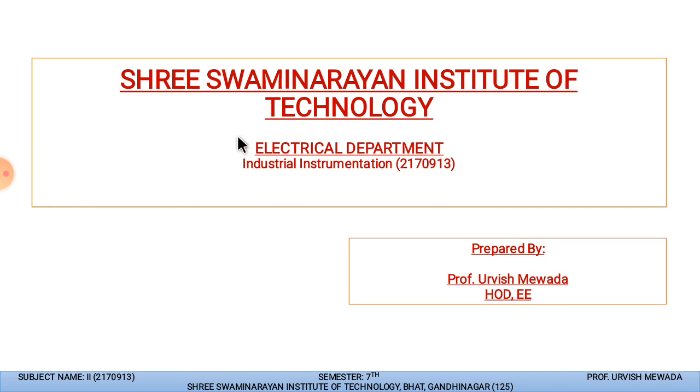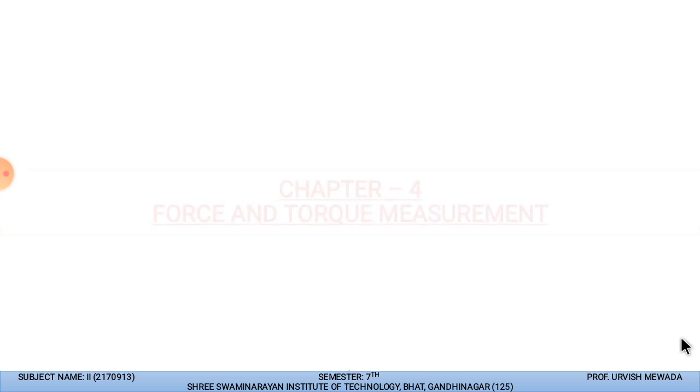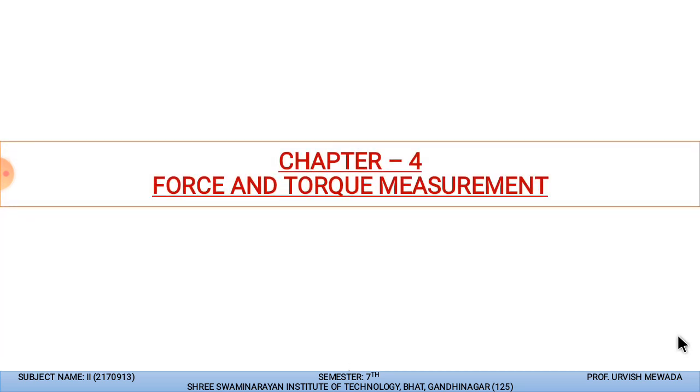I am the subject matter expert of the Industrial Instrumentation subject, which is in the 7th semester Electrical Engineering, a GTU subject. The code for this subject is 2170913. Students, we are discussing Chapter 4, that is force and torque measurement.